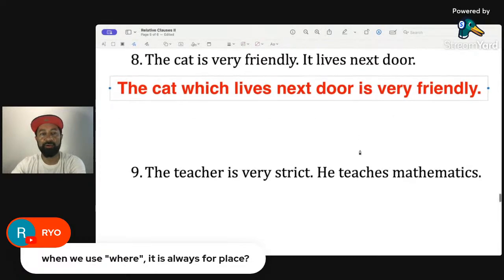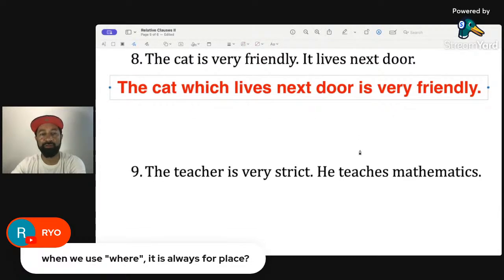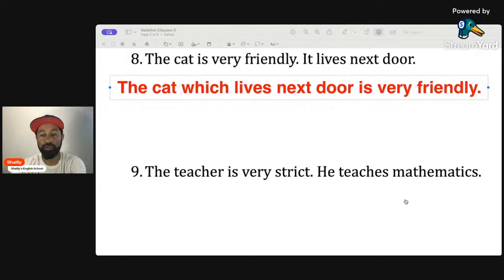Let's look at number 9. I'll keep number 8 on the screen just in case. The teacher is very strict. He teaches mathematics. Good question, Dio, by the way. So where is always used for a place.